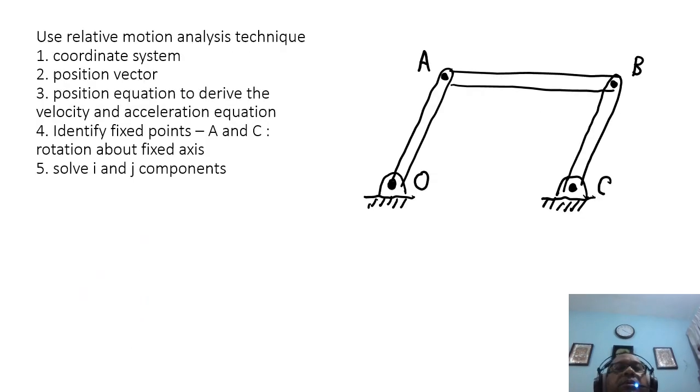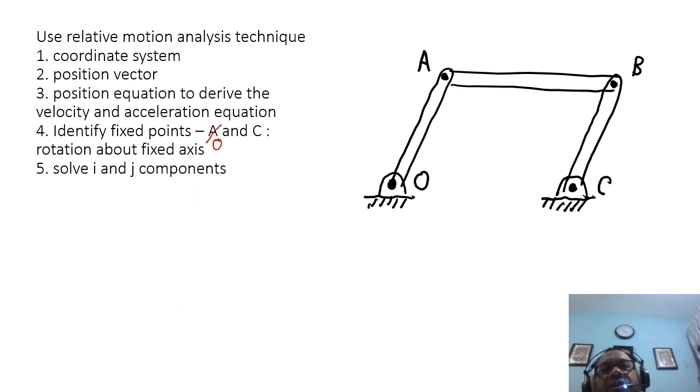Okay, so how do we analyze the 4-bar linkages? So you use the same technique as before. We identify the coordinate system and then look at the position vector, and from the position vector write the position vector equation, and from there you can derive the velocity and acceleration equation, and then you can also find here the fixed points. It's not A but O. Fixed points are O.